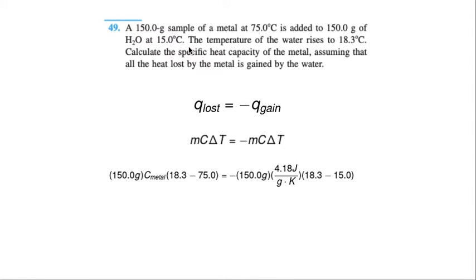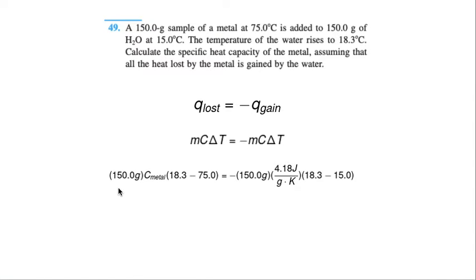The temperature of the water rises to 18.3 degrees Celsius. Calculate the specific heat capacity of the metal, assuming that all the heat lost by the metal is gained by the water. So again, heat loss is equal to negative heat gain. mc delta T of the metal is equal to negative mc delta T of the water. In this problem, we're solving for the heat capacity of the metal. So essentially, that's our missing variable.